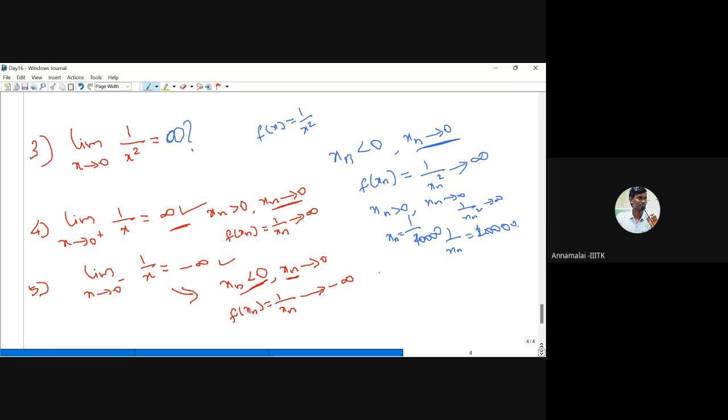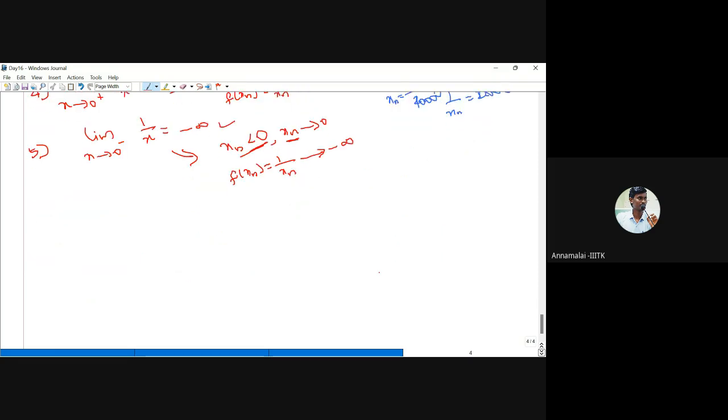Okay. So that is very important. First of all, you have to find the right hand limit and then the left hand limit of the function, and then you have to conclude whether the limit exists or not. Okay. Now we define some function.